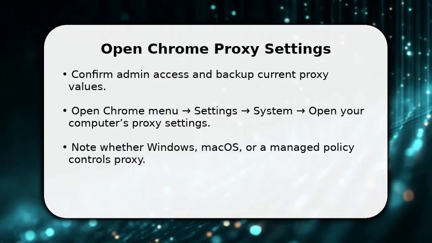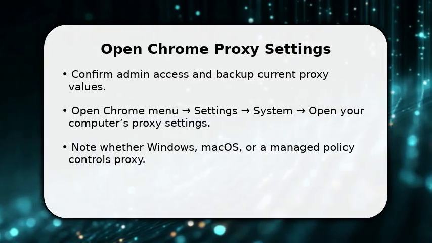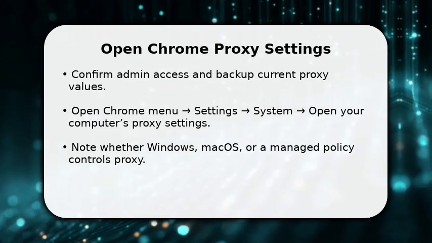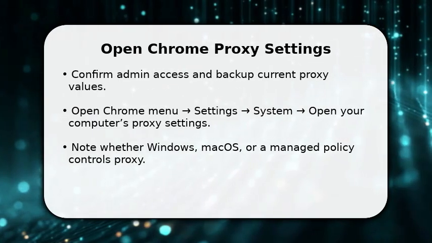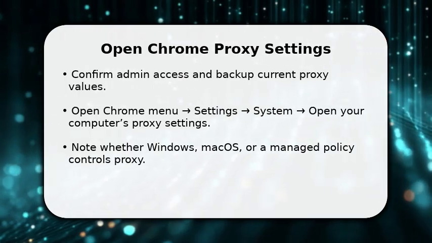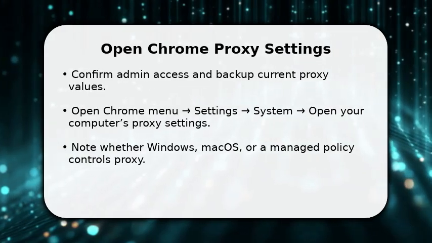Start by opening Chrome and navigating to Settings, then System. You need to jump straight to your computer's proxy dialog because Chrome uses the OS settings. You should have admin rights and a quick backup of any displayed values. This prevents accidental lockouts. If you see a Managed Policy banner, make sure you know whether network admins enforce settings.